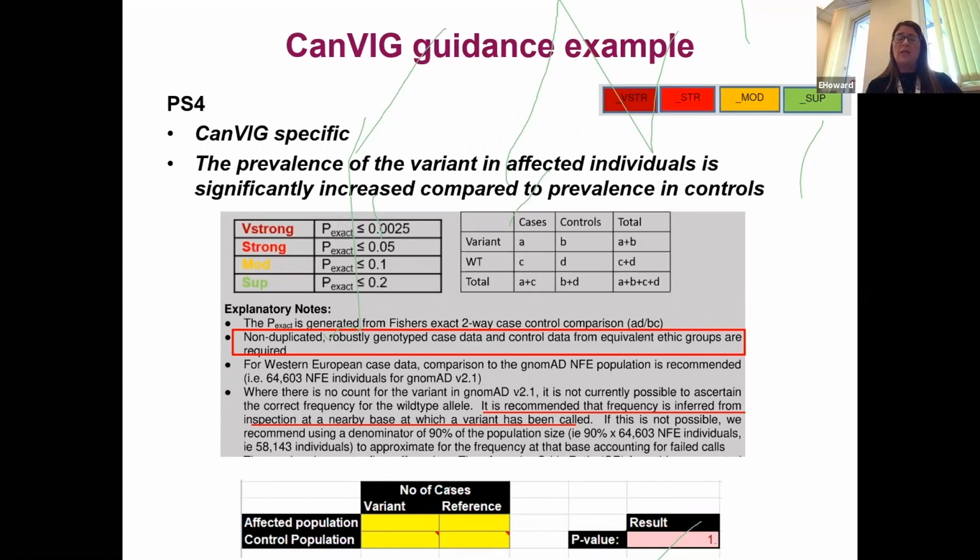So just moving on and keeping with the CANVIG guidelines. Like I said before, some of the guidance in this is very CANVIG specific, where they've drilled down far more detail into variant classes. So for instance, this is a PS4, and this would be applied when the prevalence of the variant in affected individuals is significantly increased compared to the prevalence in control. If you look at the highlighted boxes in red, it defines it in a very detailed way, that it says non-duplicated, robustly genotyped case data and control data from equivalent ethnic groups are required. So I would recommend reading these in detail.